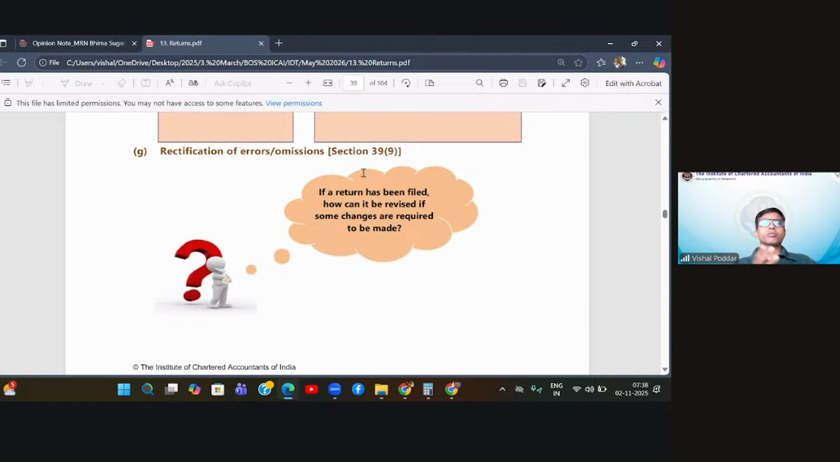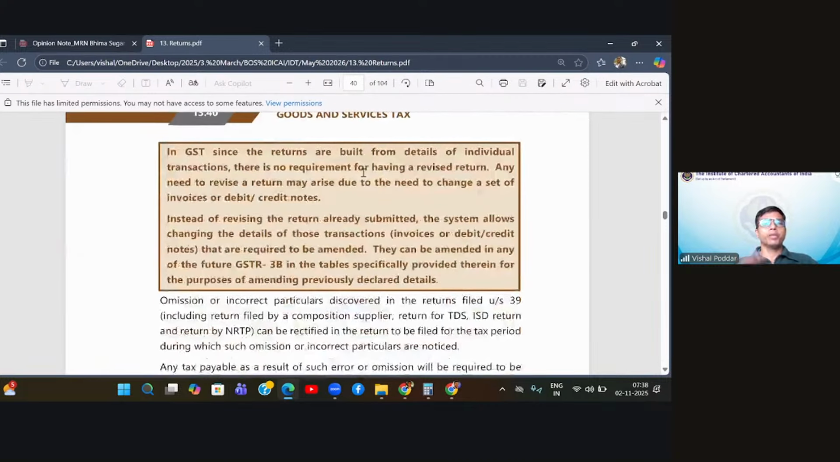In 3B, there is no such option of making correction invoice-wise. So invoice-wise correction you will do in GSTR1. In 3B, whatever changes you are making, let us say that is leading to increase in sales value, you will just simply add that much sales value in the current 3B and pay that extra tax. If it is leading to reduction in sale value, so from the summarized total sale value, you will simply deduct that much sale value.